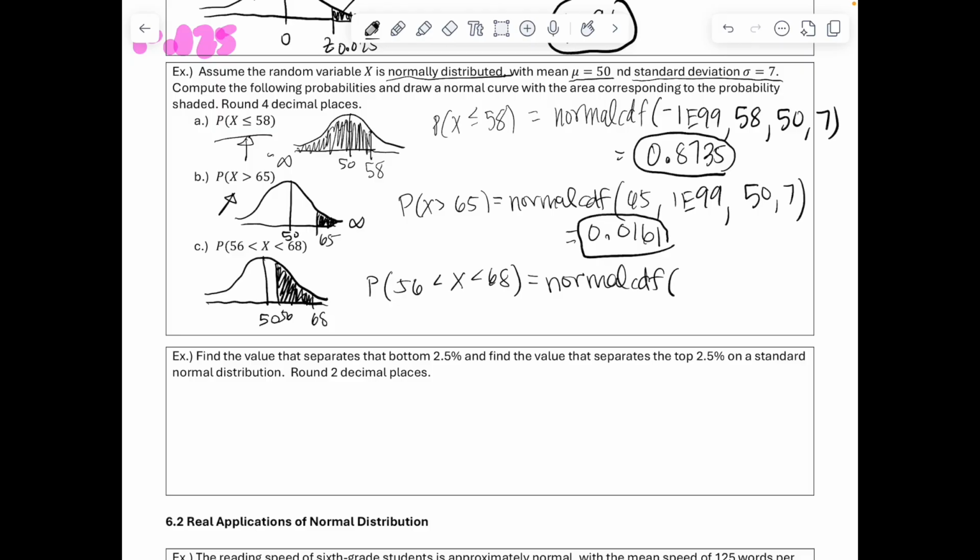So where does the shading start? As you read from left to right, it starts at 56 and it ends at the number 68, comma, the mean and the standard deviation, putting in 50 for the mean, 7 for the standard deviation.